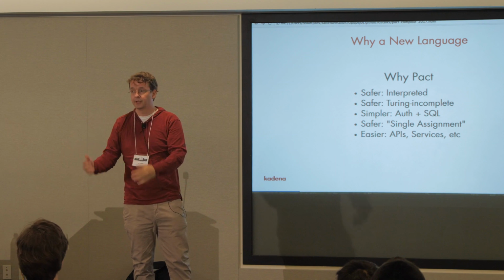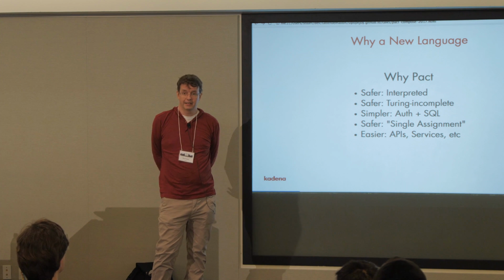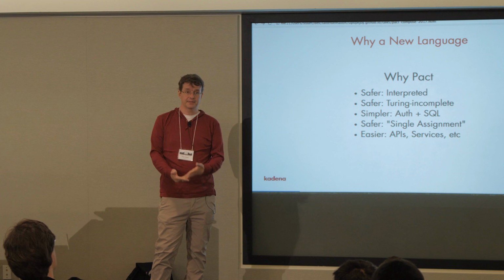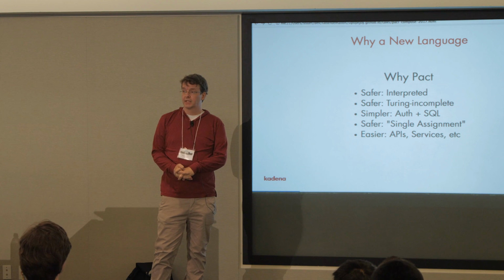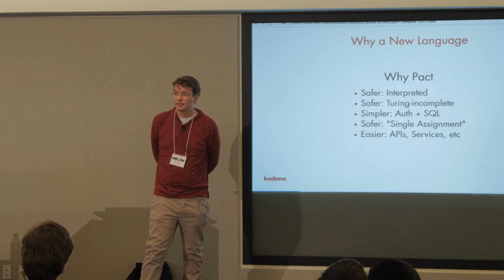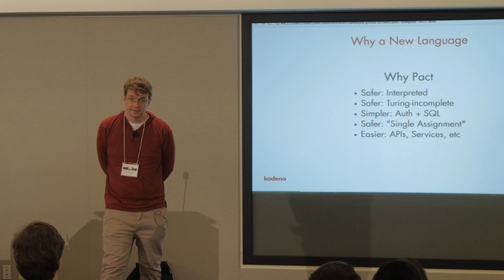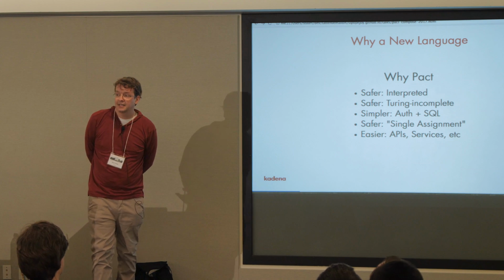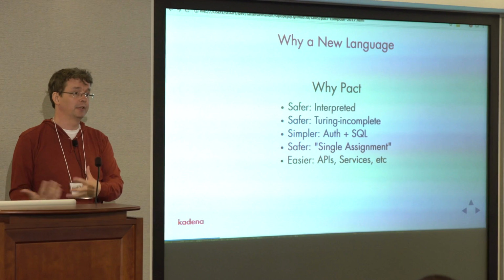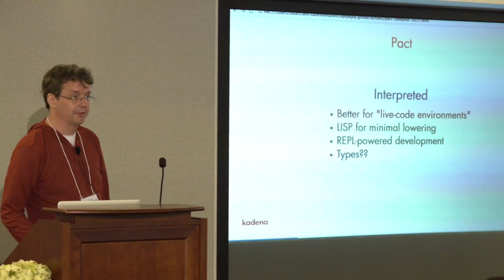It's not some lowered version of it. It's safer also in this idea that we got from Bitcoin that it's good to have something that's Turing-incomplete, that will always terminate. It's simpler in that it really just tries to do database and authorization and a few other things. It's safer in the sense that it doesn't allow you to reassign variables. And lastly, it's easier in the sense that once you write code in this, you get an API out of it for free. So that's kind of trying to talk about the motive.